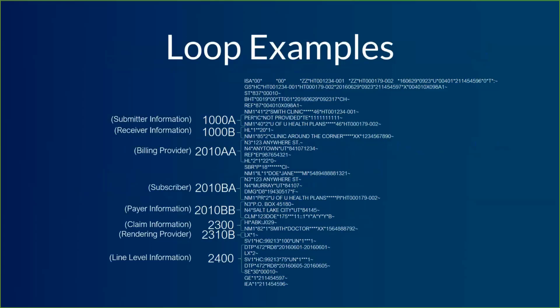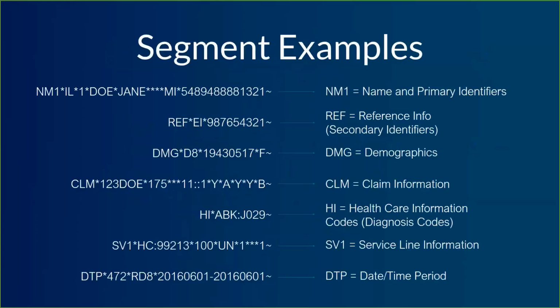So now let's take a look at some segments. We've got a couple of segments over here on the left and their explanations on the right. The thing I like about segments is that it's actually quite easy in many, many cases to figure out the meaning of the segment just by looking at it. So if we take that first one, for example, the segment is an NM1 segment, and that one is meant for information including name and primary identifiers. So for me, I just think NM is name, 1 is for primary identifiers.